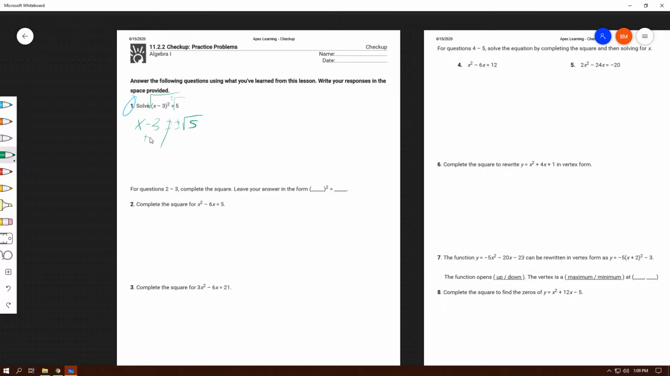I then want to get x by itself, so I add 3. x equals 3 plus or minus square root of 5. These are what a lot of your answers are going to look like when we're done with completing the square. Alright, so let's get into question 2 and how we actually do this.